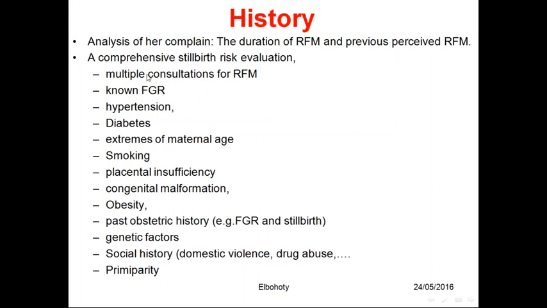Multiple consultations for reduced fetal movement: when you find there are many presentations, you need to recognize the risk and deal with the patient as there may be a risk for her. If there is IUGR, hypertension, diabetes, smoking, all of these factors can be risks for IUGR, and congenital malformations also.